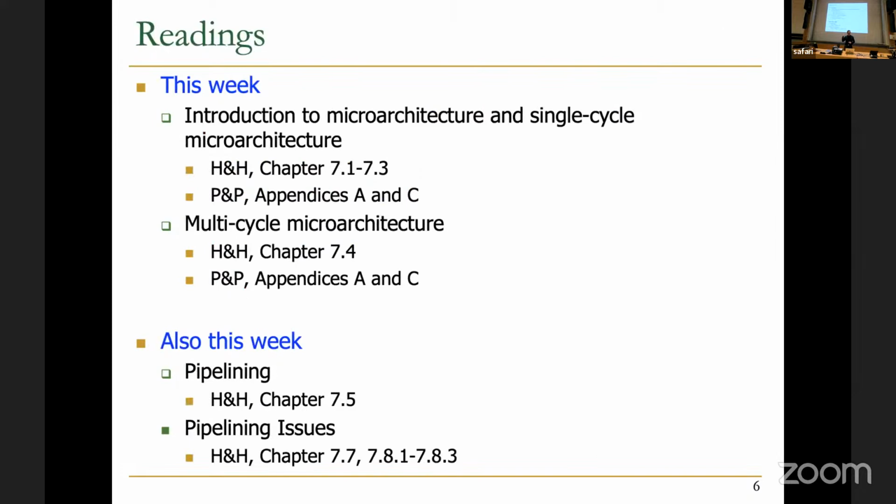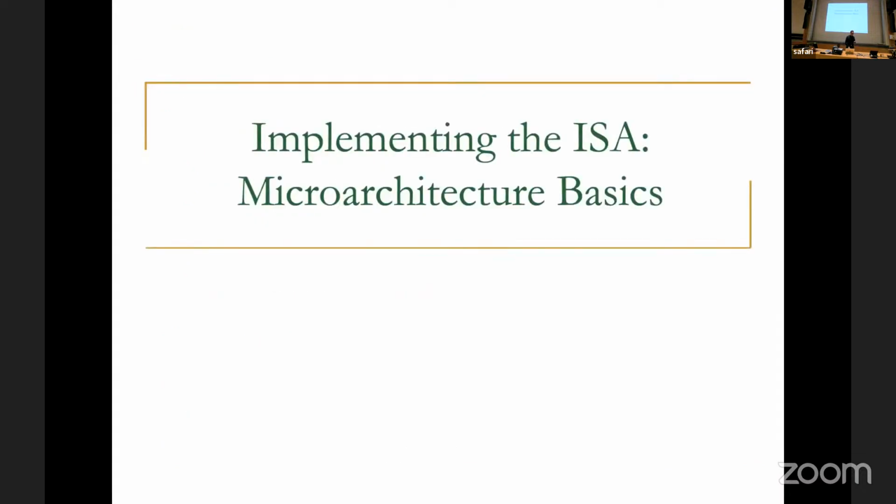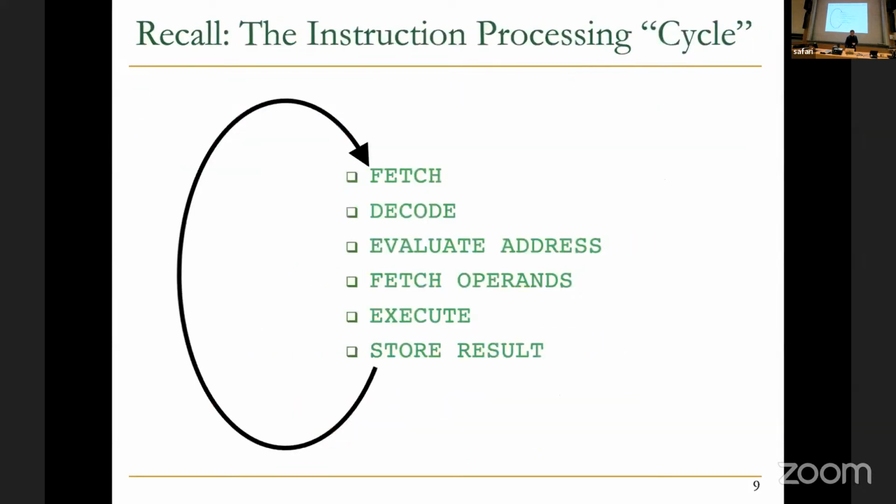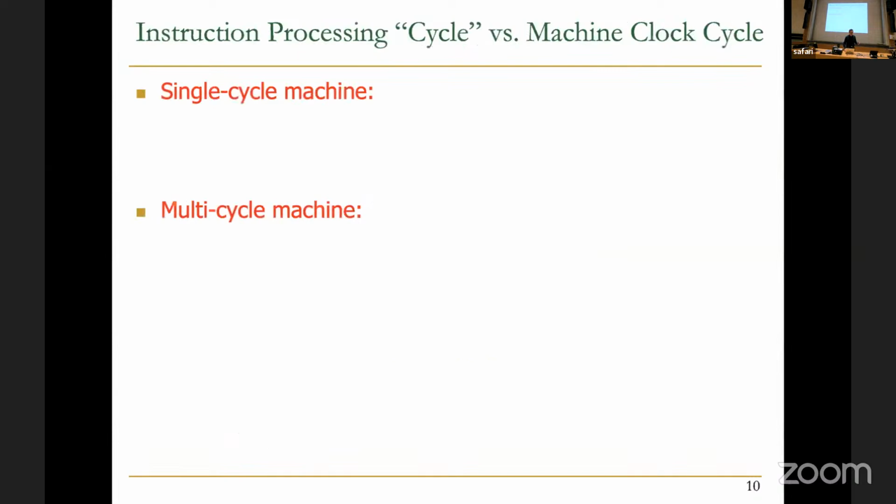So readings, this is basically the same as what I put earlier, except this is going to be also this week, the pipelining part. Okay, so we were talking about implementing the ISA, the microarchitecture basics, and some of the slides I'm going to go over that you have seen before. Basically, we designed a very basic instruction processing engine where each instruction takes one single clock cycle to execute. So there are no intermediate programmer-invisible state updates, meaning there's no microarchitectural state updates. And this is what the machine looked like, basically.